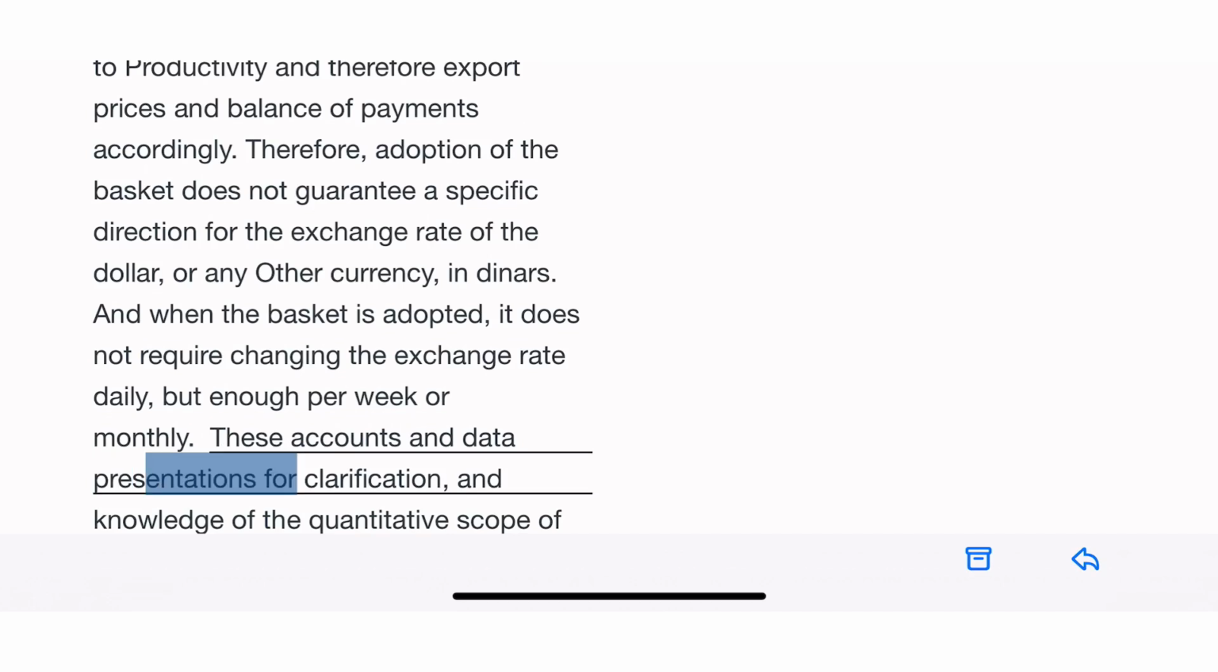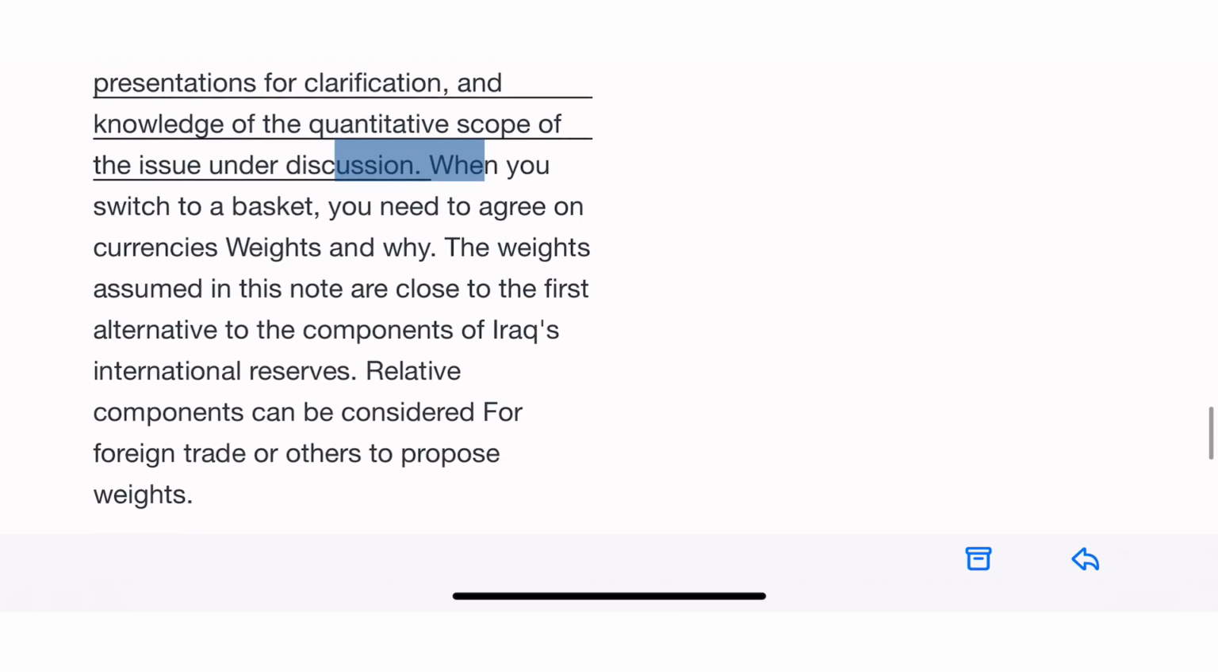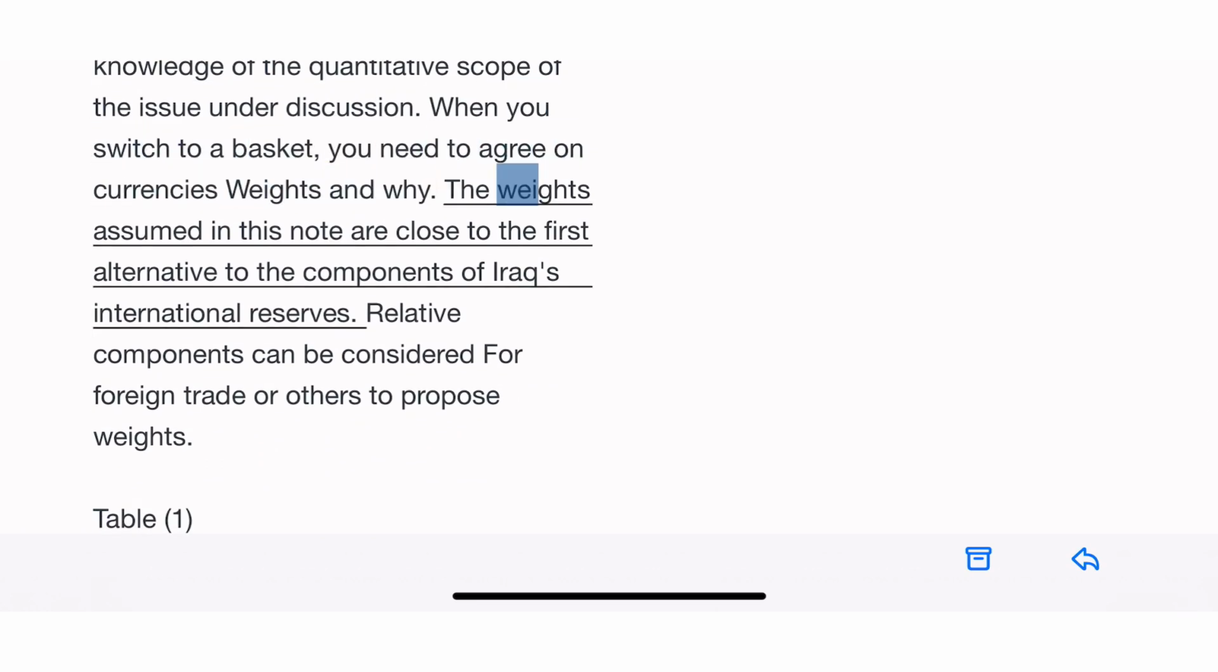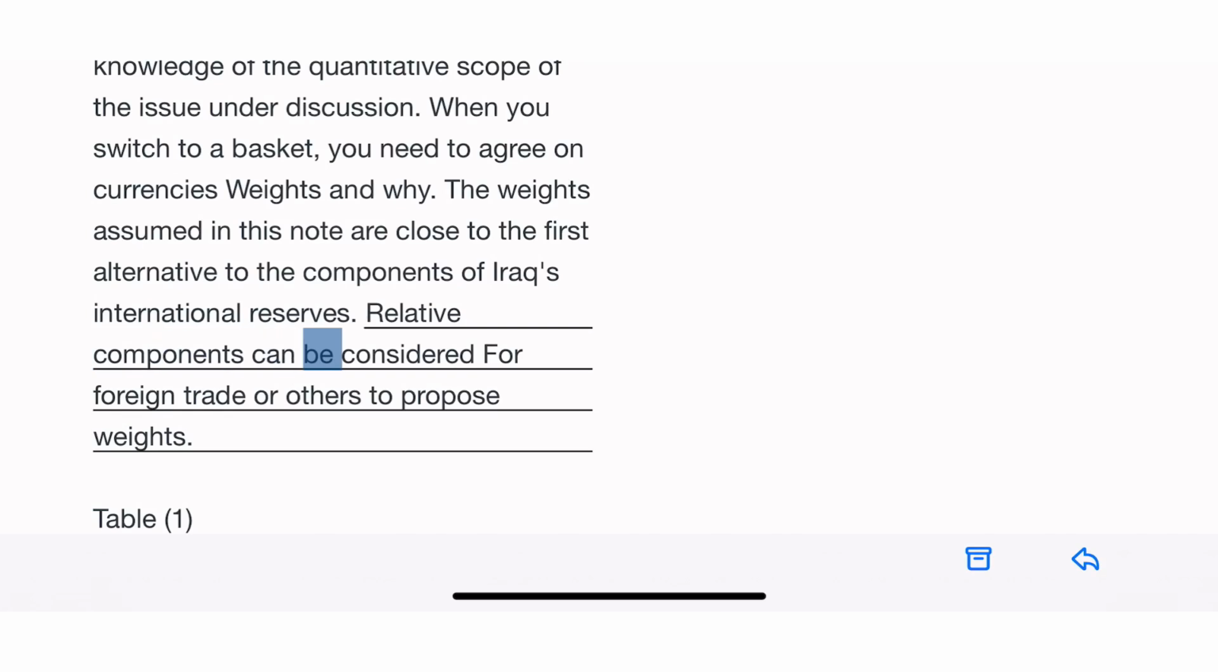These accounts and data presentations are for clarification and knowledge of the quantitative scope of the issue under discussion. When you switch to a basket, you need to agree on currency weights and why. The weights assumed in this note are close to the first alternative to the components of Iraq's international reserves. Relative components can be considered for foreign trade or others to propose weights.